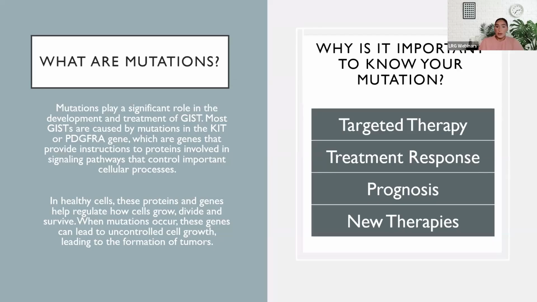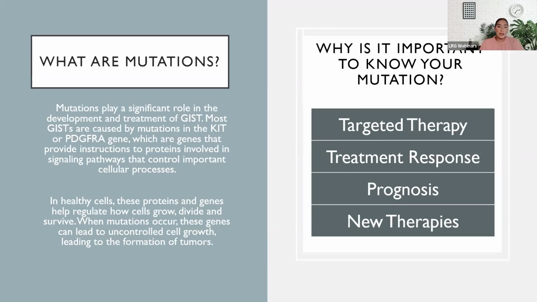So now that we know the difference between a pathology report and the mutation report, why is it important for us to also have mutational testing done? Mutations play a significant role in the development and treatment of GIST. Most GISTs are caused by mutations in the KIT or PDGFRA gene, which are genes that provide instructions to proteins involved in signaling pathways that control important cellular processes.